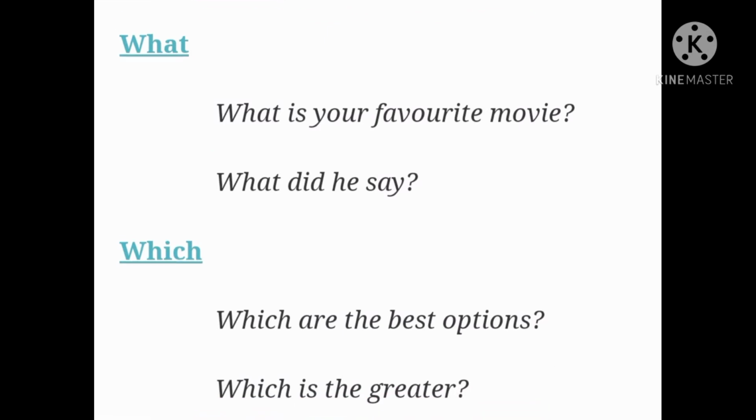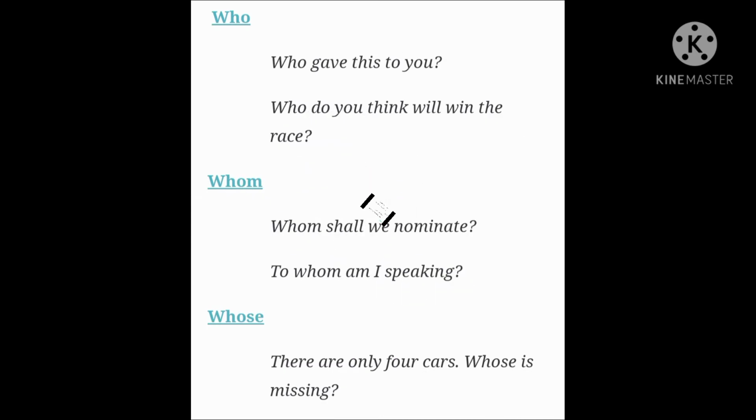So students, here are a few examples, but before you look into the examples, please keep in mind that these WH words can also be used as interrogative adjectives in a sentence. It depends upon the placement of that WH word in a sentence, whether it is an interrogative pronoun or an interrogative adjective. What is your favorite movie? What did he say? In these two sentences, what acts as an interrogative pronoun. Which are the best options? Which is the greater? Here in these two sentences, which stands as an interrogative pronoun.